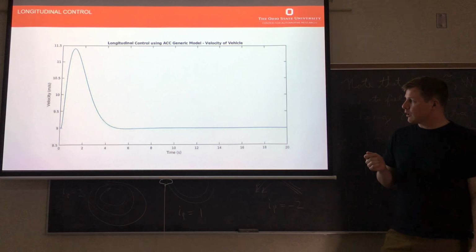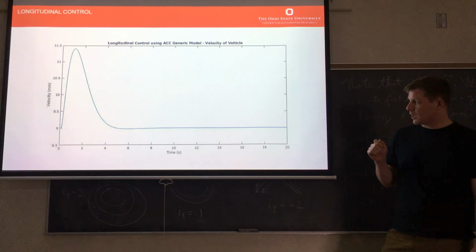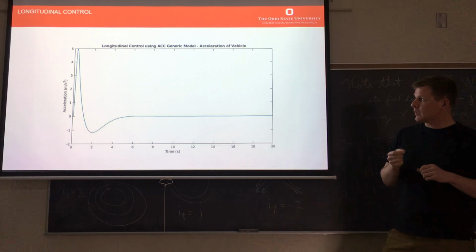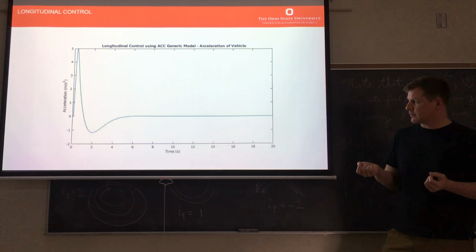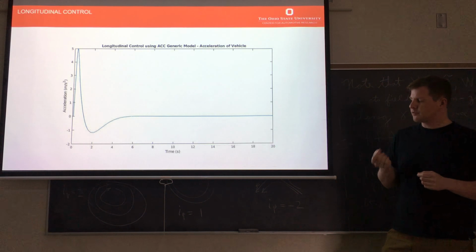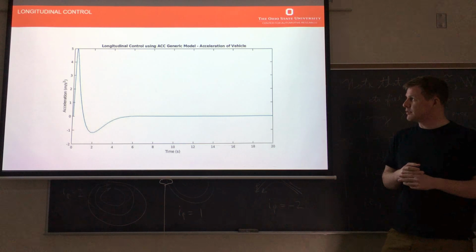This was the part that we really cared about. We wanted to make sure that we stuck below the speed limit and we maintained that. We have an initial increase of up to 11.4, but we wanted to maintain under 9 meters per second. We had a big spike in acceleration, but that's to be expected, and that goes along with our adaptive cruise control model that we received.